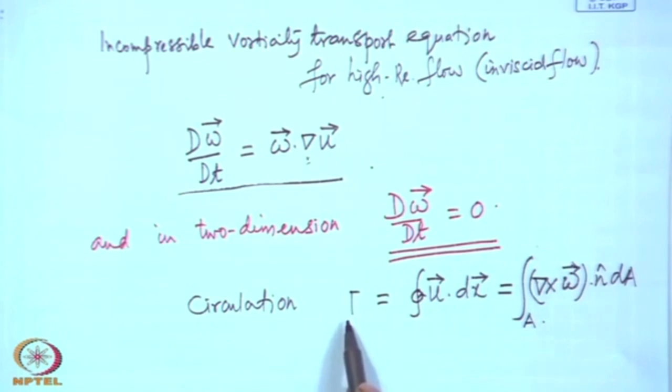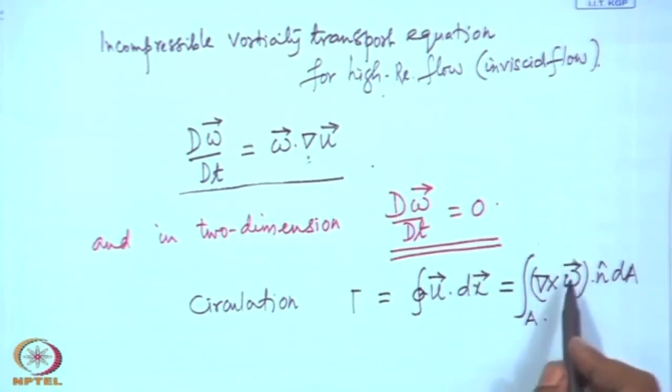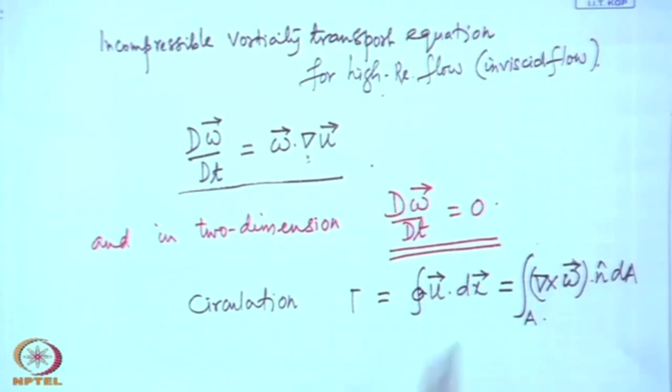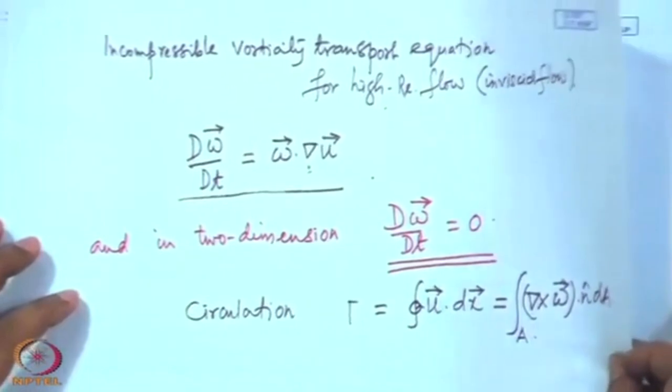So, the circulation is the flux of vorticity across an open surface bounded by the closed path on which you are finding the circulation. And how this circulation changes, particularly in an inviscid flow, is known as Kelvin's theorem, Kelvin's theorem on circulation.